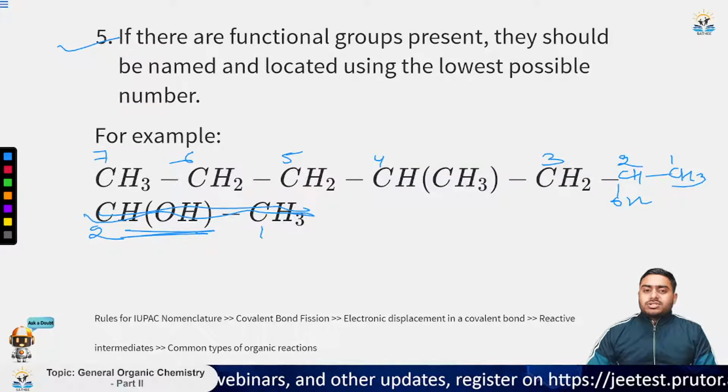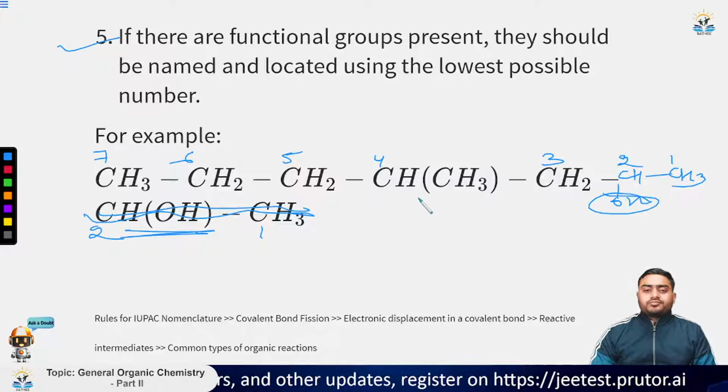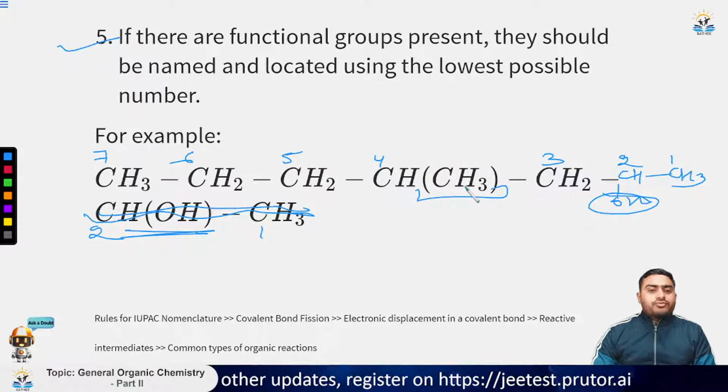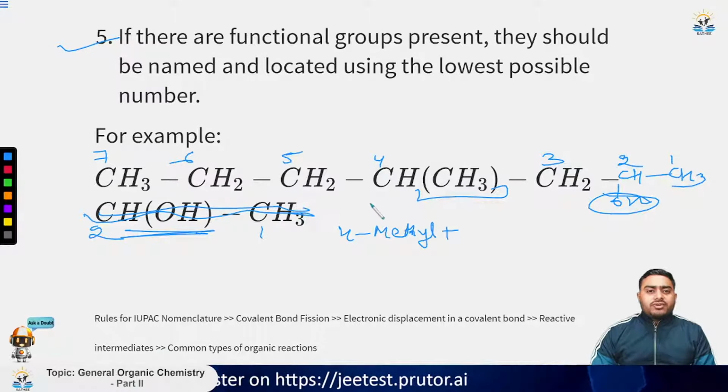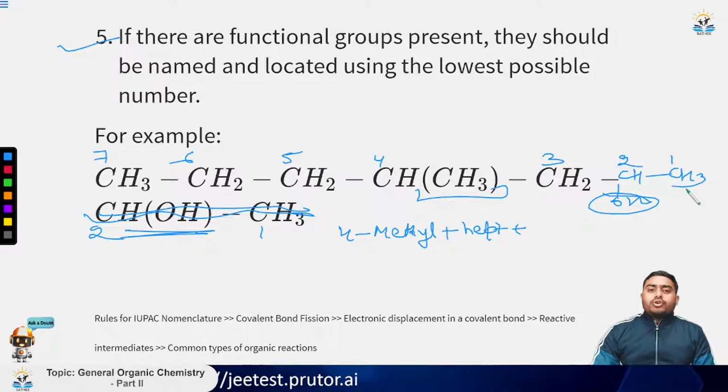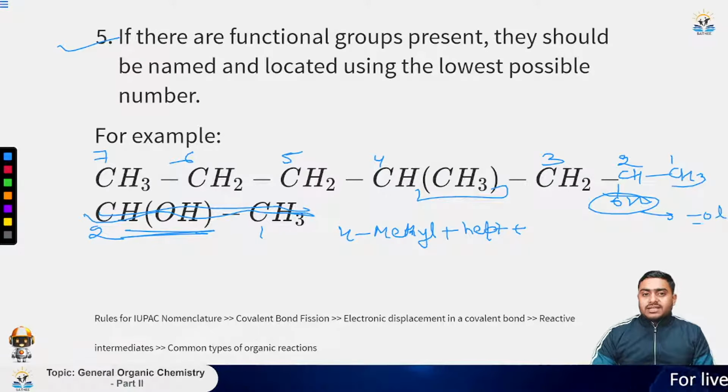Okay, so this is a functional group, and this is a substituent. So you have to write 4-methyl. What will be the name? 4-methyl. This is the prefix. Then the word root will be hept, 4-methylhept. Then you can see here the functional group is OH. For OH we have to use the suffix ol, and it is the secondary suffix.